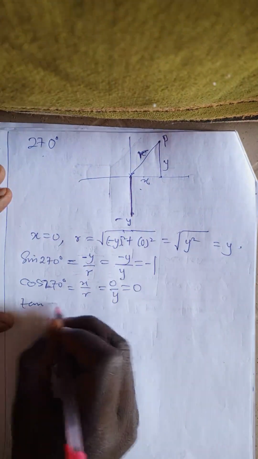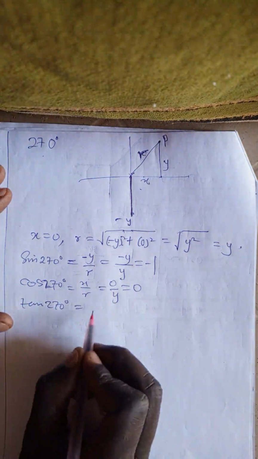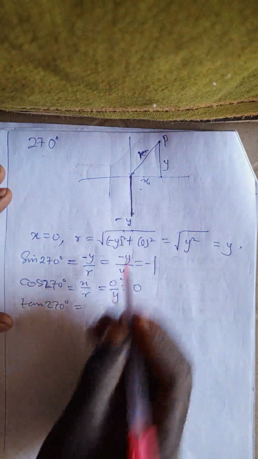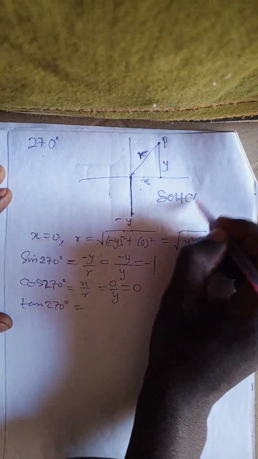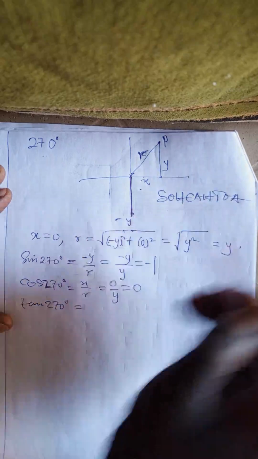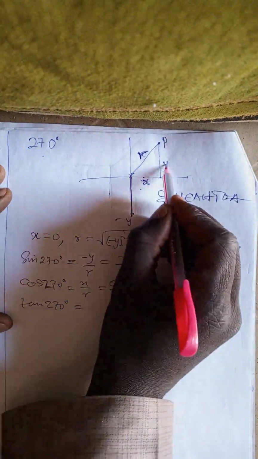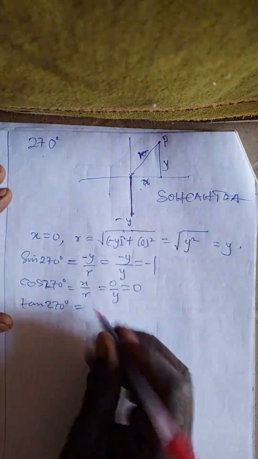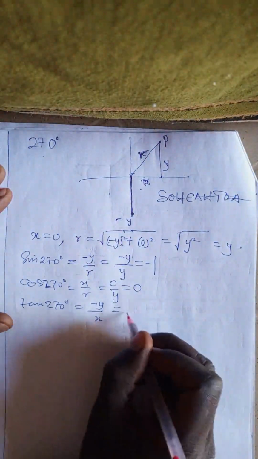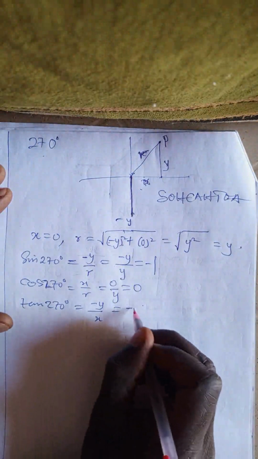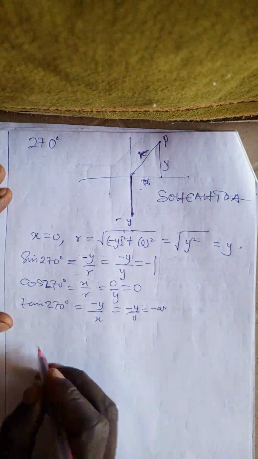Now we go to tan. Tan 270 degrees is opposite over adjacent. One can always remember the acronym. So opposite over adjacent, and the opposite is y, and the adjacent is x. So y is negative here over x, but x is equal to 0. So we have negative y over 0, and that is equal to negative infinity.